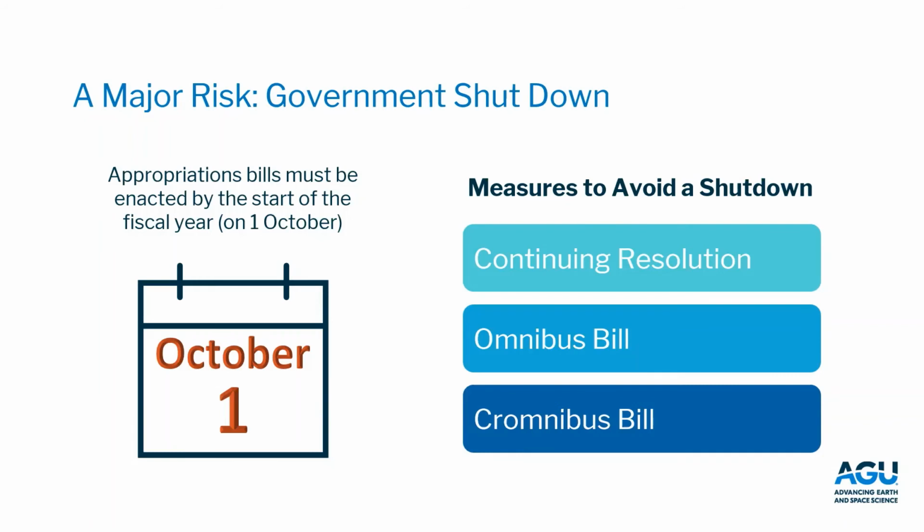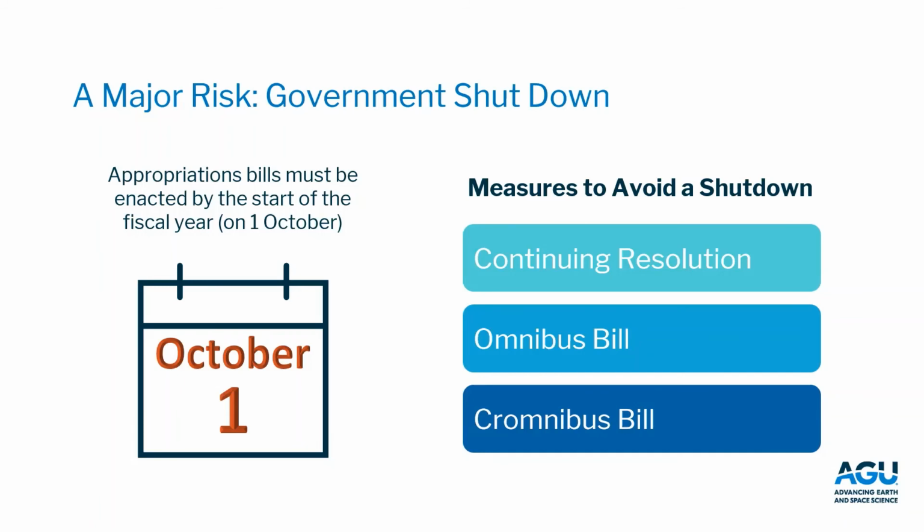One way is for Congress to pass a continuing resolution, which provides budget authority for federal agencies and programs to operate until regular appropriations are enacted. Another way that has been mentioned before is for Congress to package all 12 appropriations bills and pass them together rather than in the traditional separate manner. This package is known as an omnibus bill.